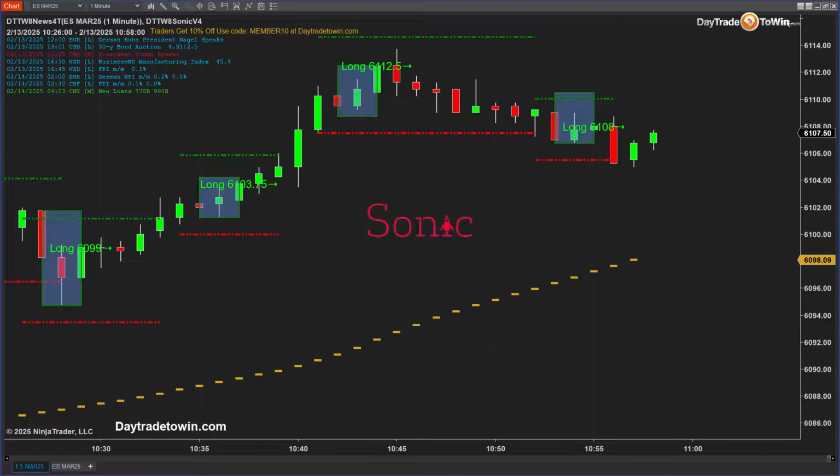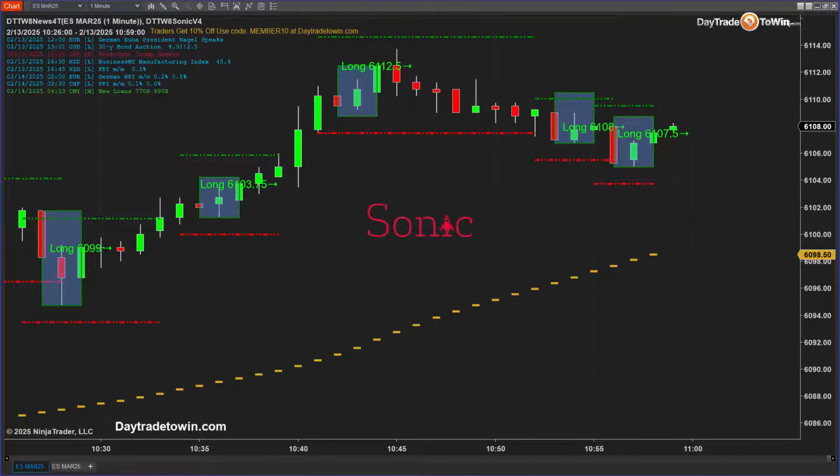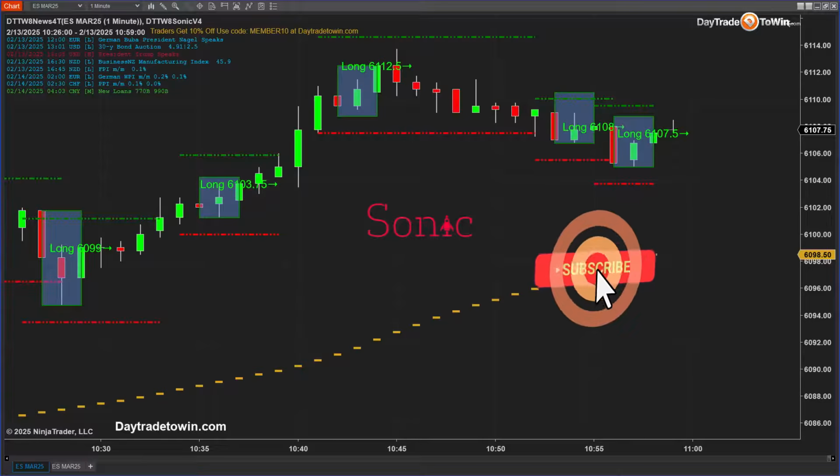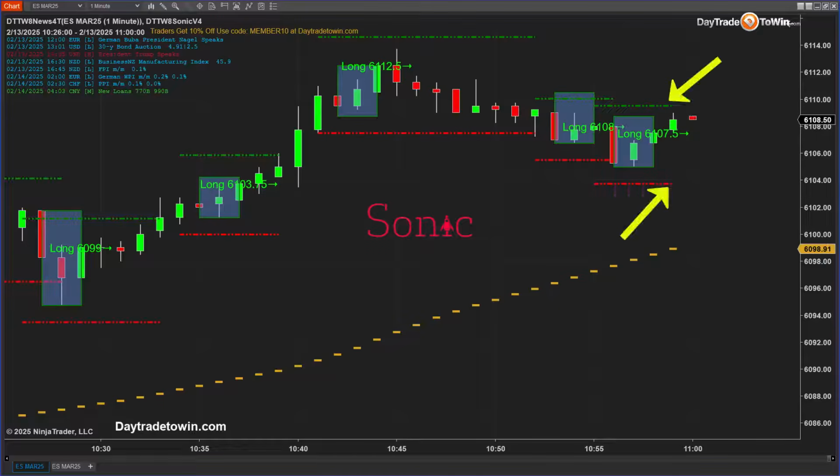You can see here that we have a few long signals, all going long, and then there's a long signal here. You heard the audible alert. This is telling me that it's time to go long. Usually we have a set target and stop based on what the Sonic system is telling us, and that green dashed line and red line indicate the target and the stop. So remember, the targets are small because I'm only using a 75% ATR value.